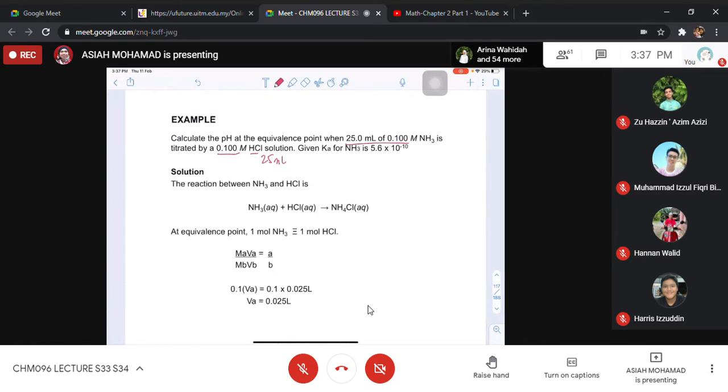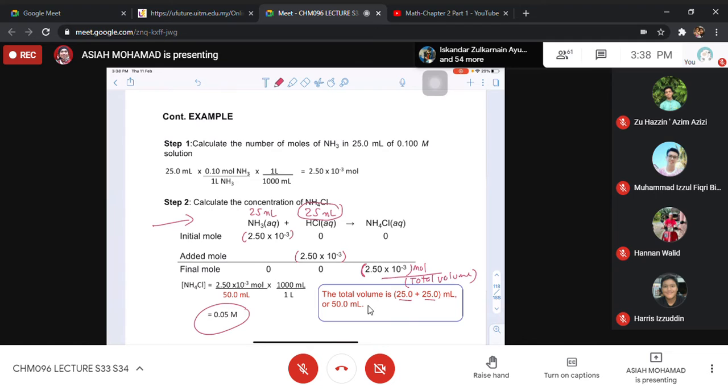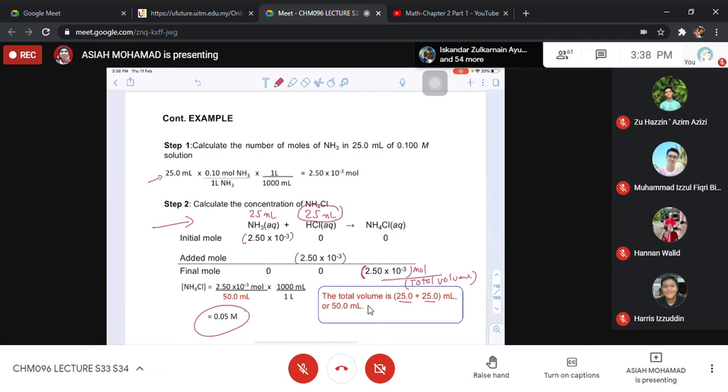Okay, let's look at this example. Calculate the pH at the equivalent point for 25 milliliter 0.1 molar ammonia titrated by 0.1 molar HCl solution, given the Kb for ammonia. First thing you have to write the balanced chemical equation between the reaction of ammonia and HCl to produce this salt. Second, you need to determine the volume used for HCl, by using MAVA over MBVB is equal to A over B. And then convert the initial ammonia to number of mole in order for you to set up this mole table.